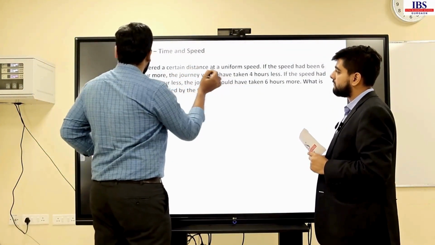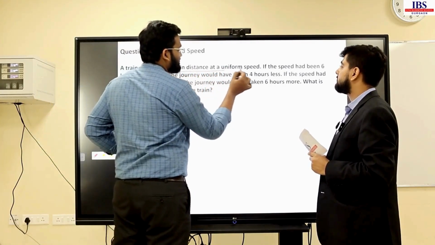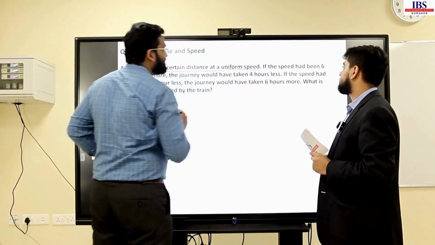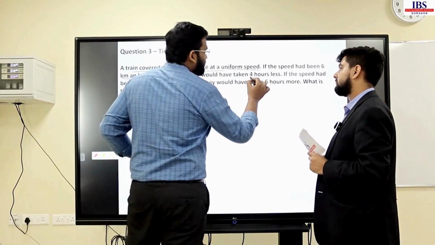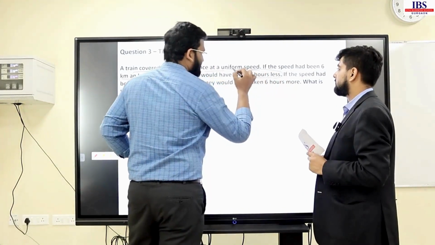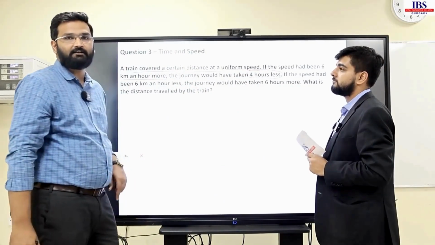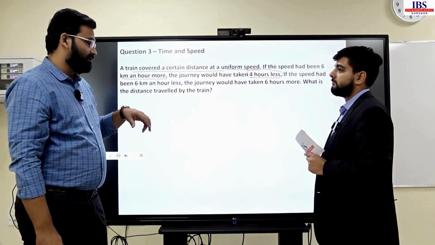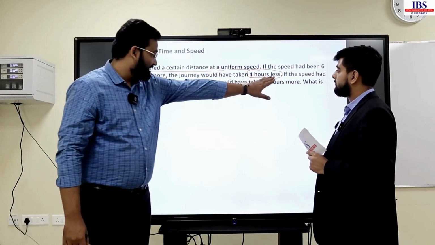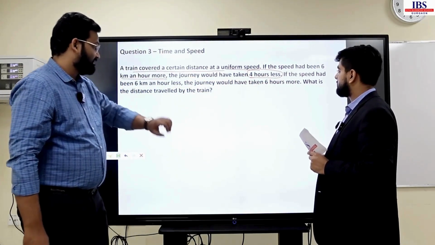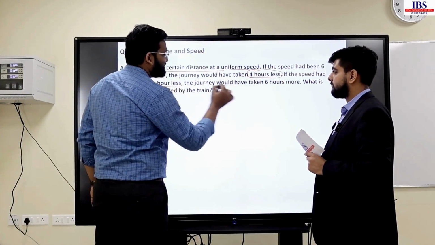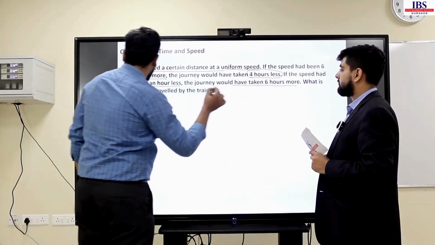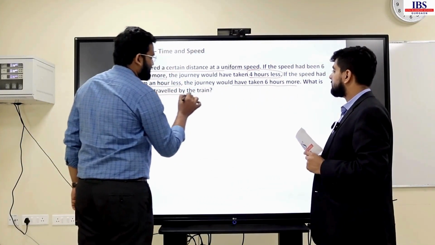So here, what the question is saying: a train covered a certain distance at uniform speed. If the speed had been 6 km an hour more, the journey would have taken 4 hours less. It's absolutely correct. If we increase the speed, definitely less time will be required. The second condition given in the question is that if the speed had been 6 km an hour less, then the journey would have taken 6 hours more. What is the distance traveled by the train?